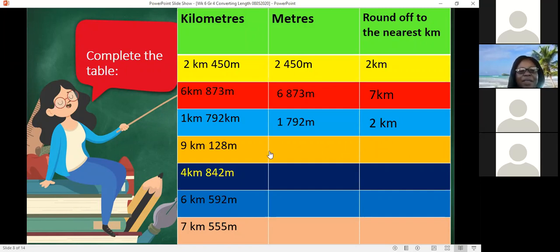Guys, if you raise your hand, make sure your background is quiet. I'm unmuting Dane. Dane, you are unmuted. What is the answer for this one? 128 meters. Try again. It's 9 what? 9,128 meters. Well done. And rounded off to the nearest kilometer, it will be 9 kilometers. Thank you so much, Dane, for answering, and you are right.